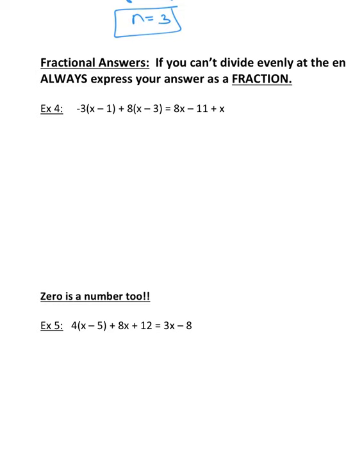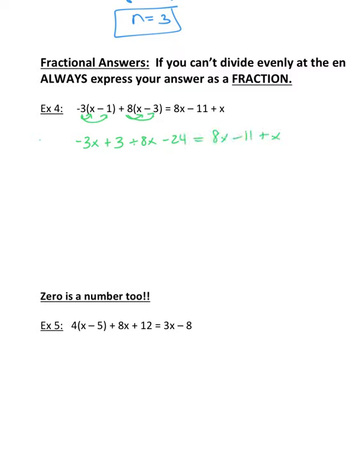In this example, I have the distributive property again. So I'm going to distribute, meaning I'm going to multiply into the parentheses. I have negative 3x. Be careful, negative 3 times negative 1 is positive 3. Plus 8x minus 24 equals 8x minus 11 plus x.